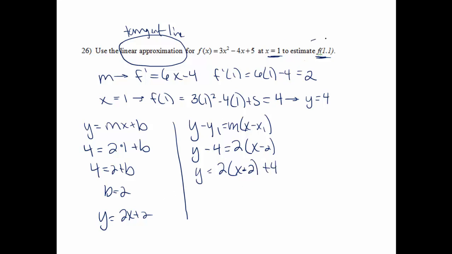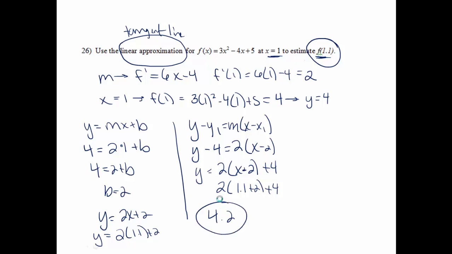And then it says to use that to approximate f of 1.1. So we're just going to plug 1.1 in for the x. So y equals 2 times 1.1 plus 2. If I worked the other method, it would be 2 times 0.1 plus 4. I could leave my answer like that. If you actually worked it out, you should get an answer of 4.2.